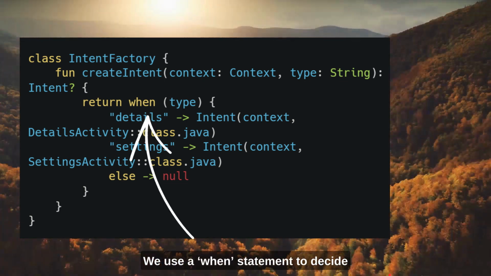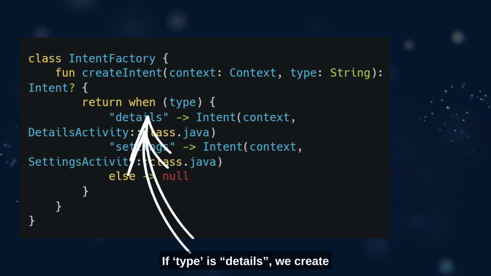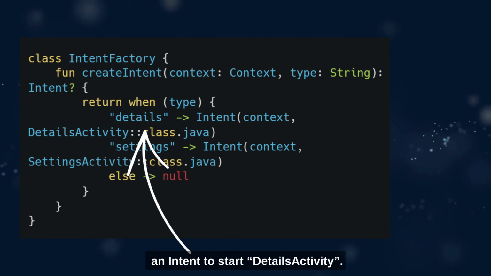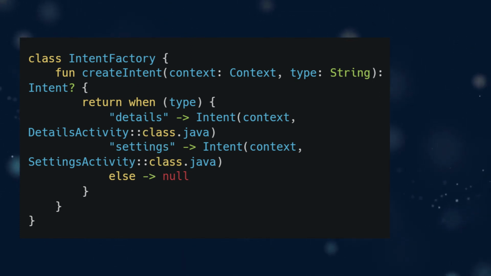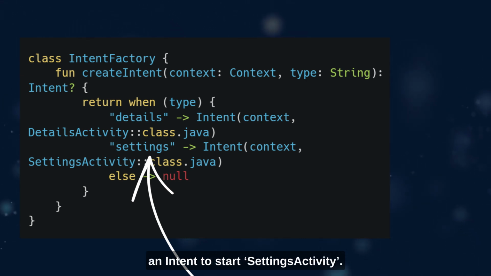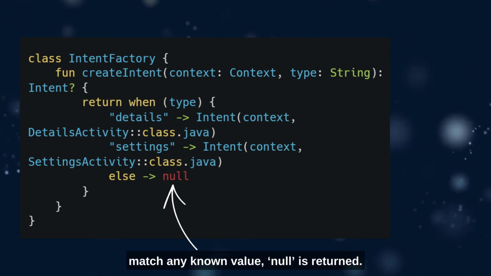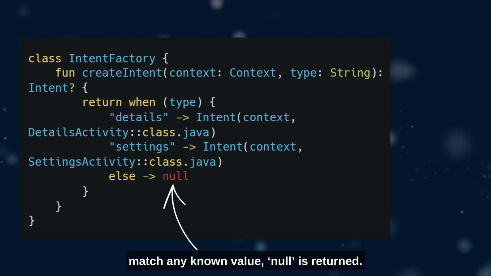We use a when statement to decide which intent to create based on type. If type is details, we create an intent to start the details activity. If type is settings, we create an intent to start the settings activity. Like the dialog factory, if type doesn't match any known value, null is returned.